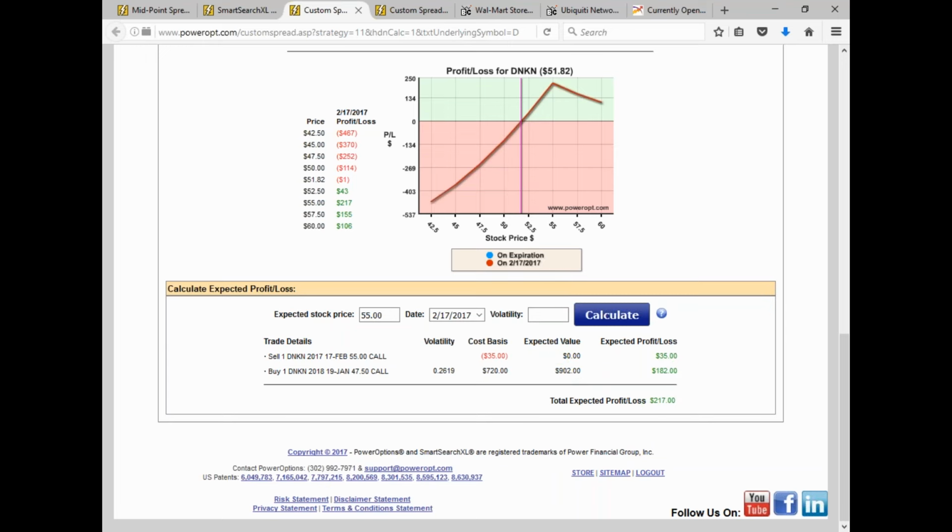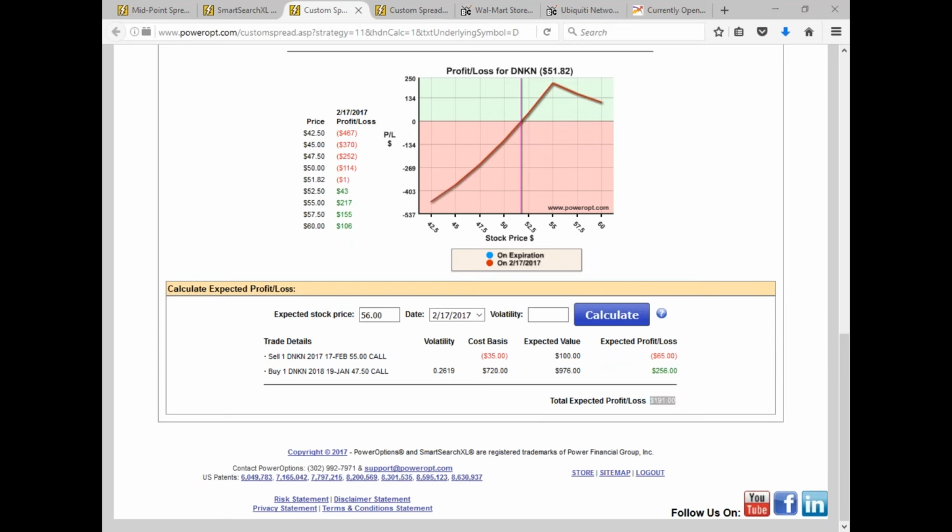Well, the long is going to continue to gain in value, but your 55 call is going to go to a value of $1. It's going to go right to a delta of 1. So it would cost you $1 to buy to close the short call, but you could sell to close the long for $9.76. You're making $1.91.